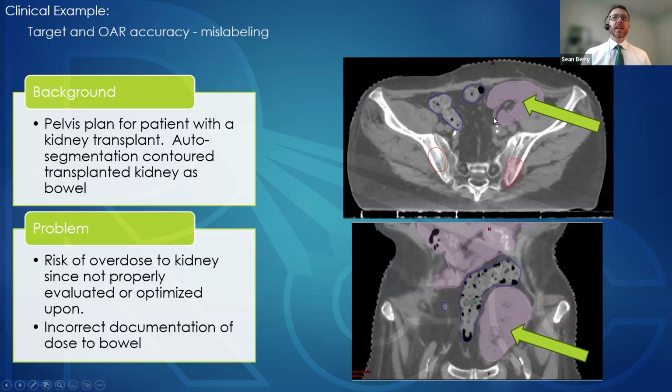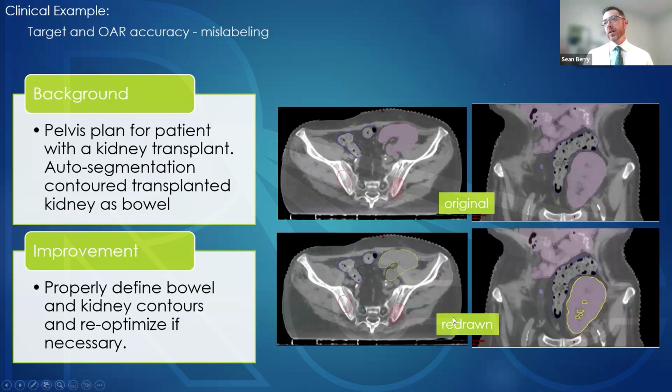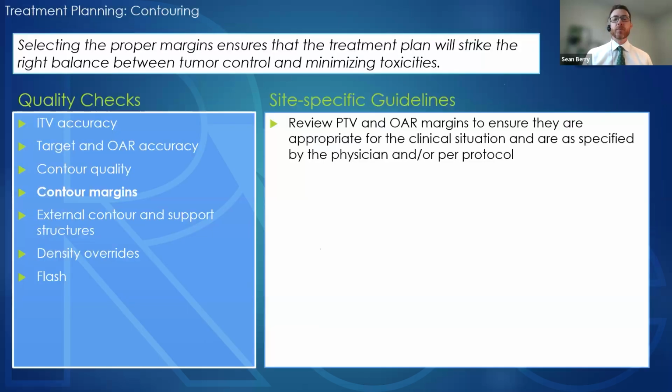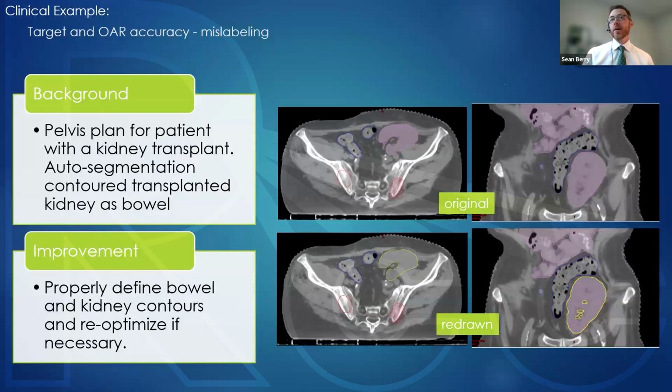So if this wasn't identified during the plan quality review, you would risk overdosing this kidney, which would be very unfortunate because this is the only working kidney that this patient has. And you would also be incorrectly documenting the dose to the bowel, right? Because it's being called bowel when it's not really bowel. So the solution here is to resegment these structures properly and reoptimize the treatment plan. Mislabeled contours are something you always need to keep an eye out for.